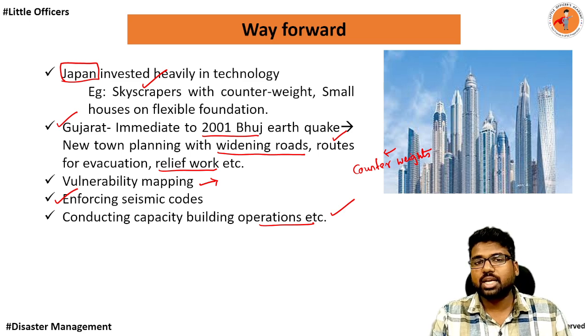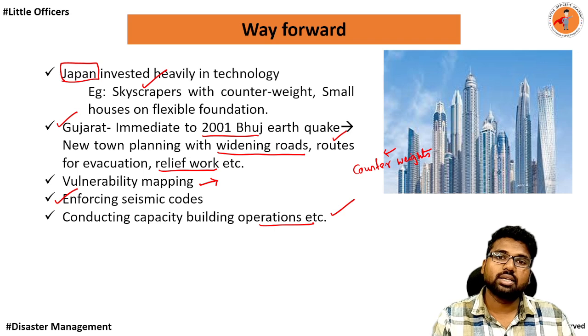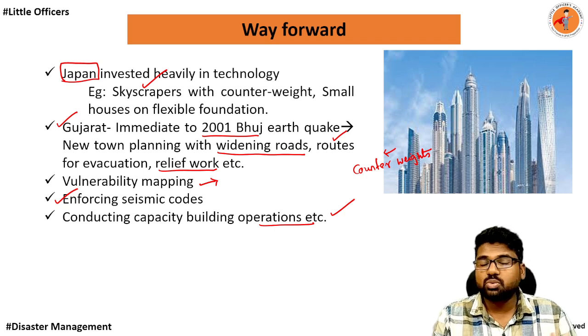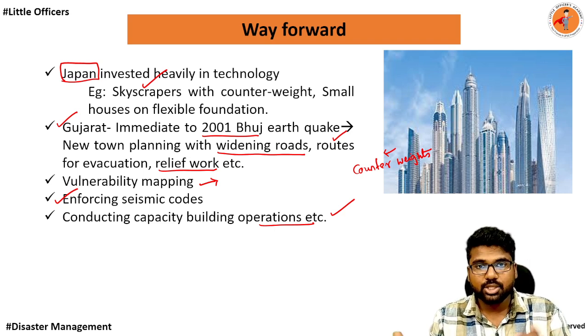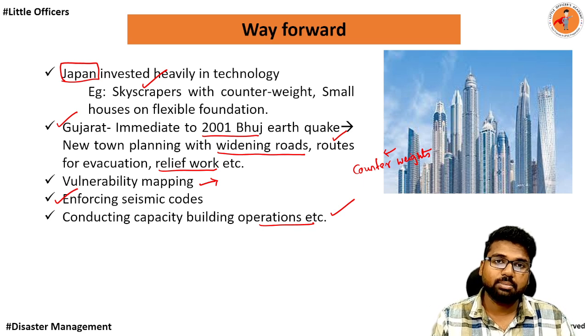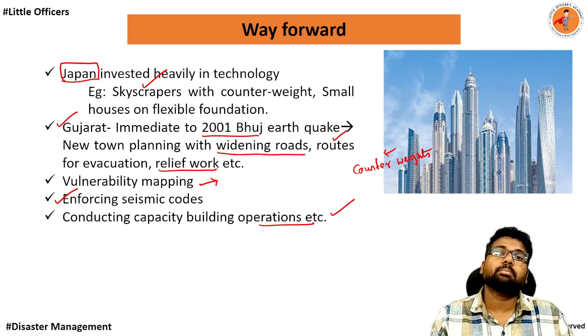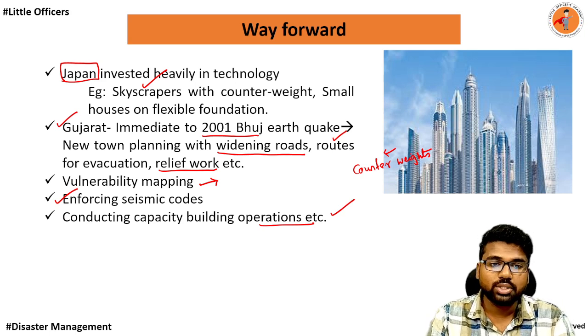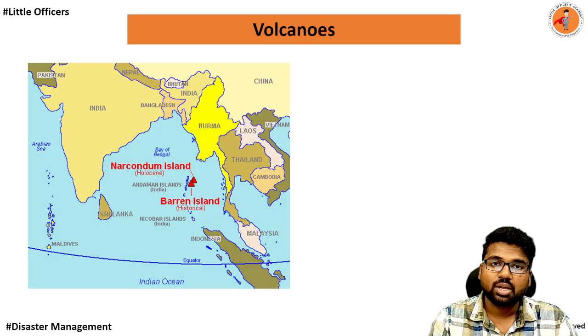Apart from that, there are some international and national legal and institutional measures which we can discuss later. Then you can add them here to make your answer even better. Now, moving on to the next disaster, that is volcano.